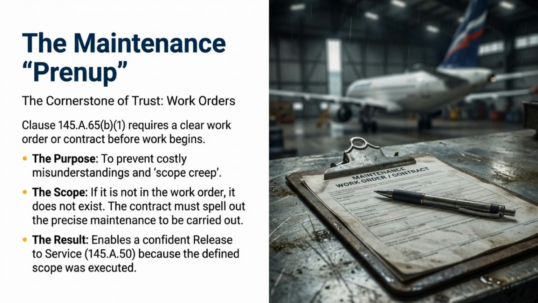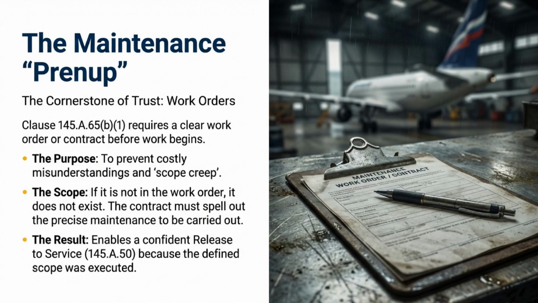This brings up an important question, doesn't it? Why is such a detailed work order or contract so critical that it's explicitly called out in the regulation like this? Yeah, seems quite specific. Well, it's the very cornerstone of trust and accountability. It defines the precise scope of work. That prevents costly misunderstandings or, worse, disputes between the maintenance organization and the client. You could almost think of it as the ultimate prenup for aircraft maintenance.